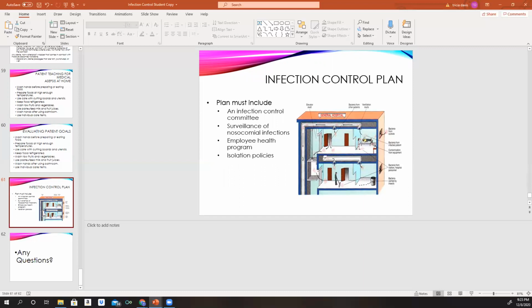I apologize. So every hospital needs to have an infection control plan, okay? Your plan must include an infection control committee, which all hospitals have, surveillance of nosocomial infections, someone that's monitoring these infections and working on ways to prevent them. You need to have an employee health program, which every hospital has, and then you have to have isolation policies, which every hospital has in place, and you will learn them when you are hired, and you have to consistently take competencies each year, which keep you up to date on the latest and greatest evidence-based practice.